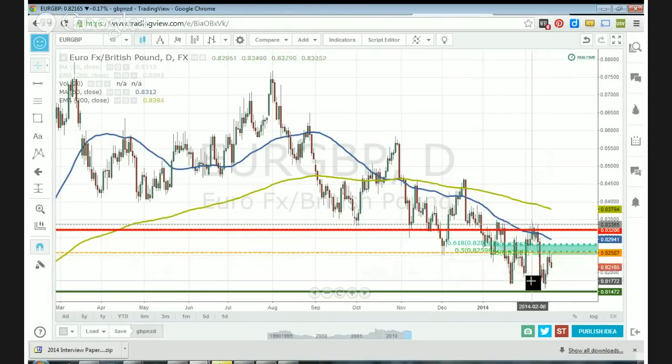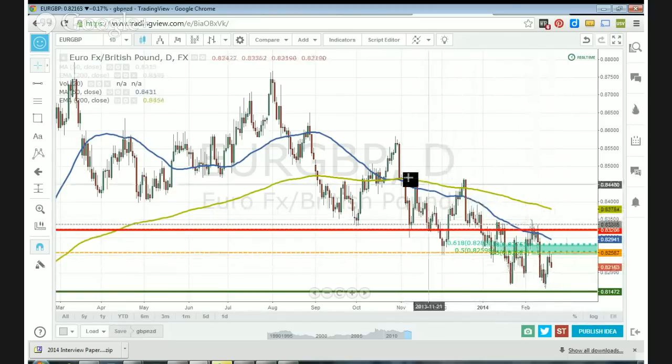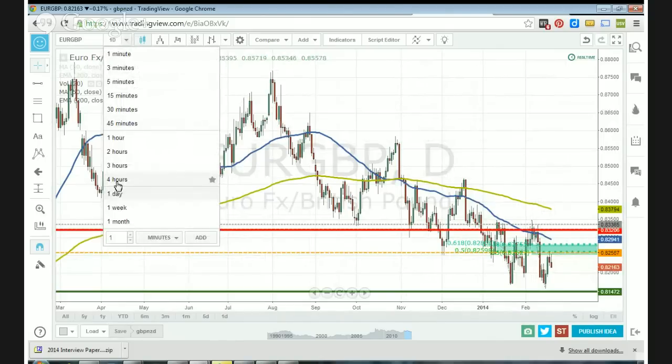So we have a 50% retracement level, which is at a near-term support. Is this really the kind of candlestick pattern that I would like? Let's see the 4-hour chart.